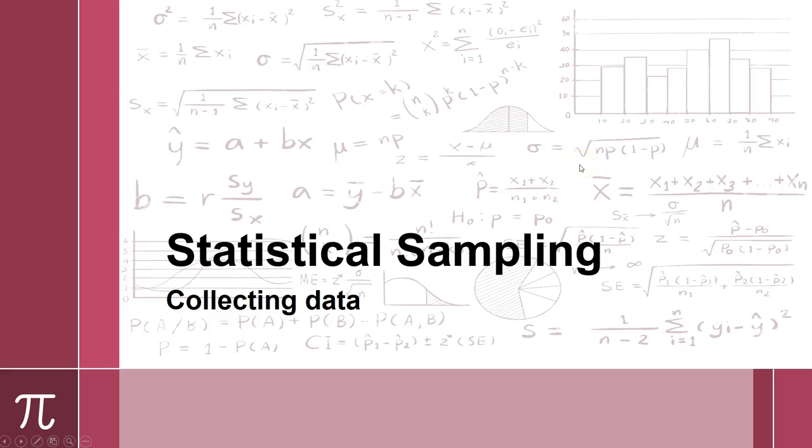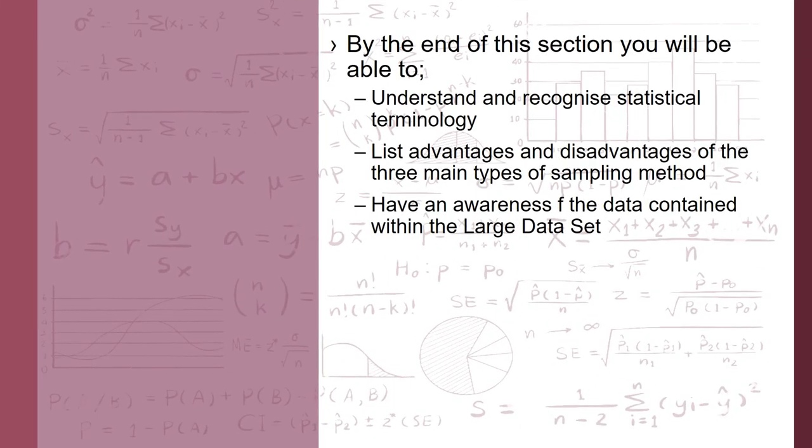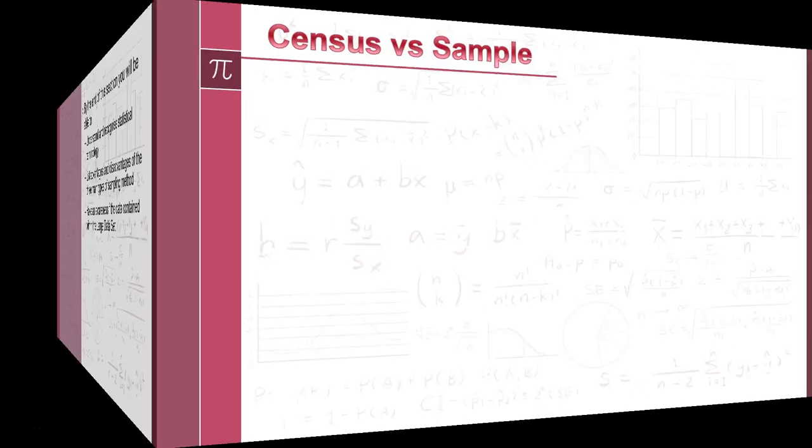Hi, and welcome to this video from the statistics section of the course, and in this one we're going to be looking at collecting data and the different ways we can do that. I'm particularly looking at different terms that you need to be familiar with, look at the advantages and disadvantages, different types of sampling methods, and then finally we'll have a brief chat about the large data set. So, off we go then.